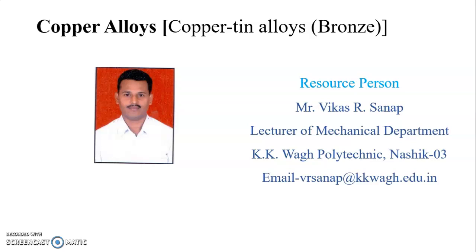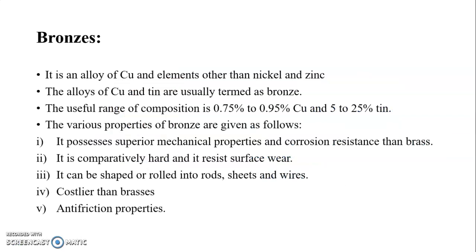Friends, today we are going to discuss copper alloys, especially the copper-tin alloys, that is, bronze. It is an alloy of copper and elements other than nickel and zinc. The alloys of copper and tin are usually termed as bronze. The useful range of composition is 0.75% to 0.95% copper and 5 to 25% tin.